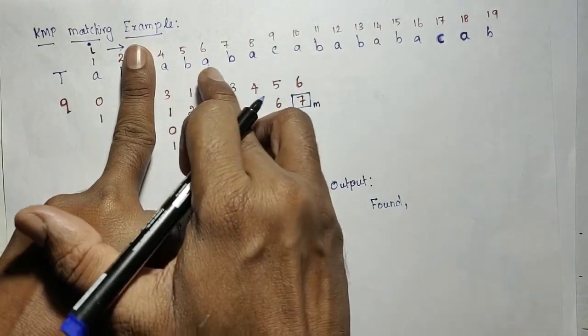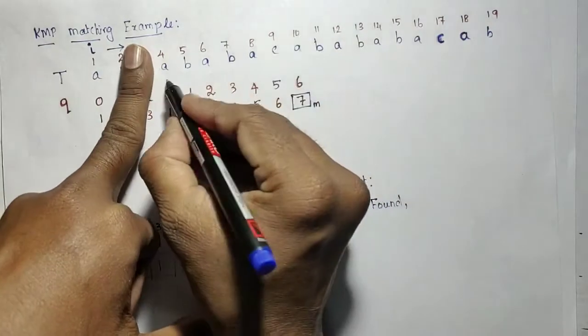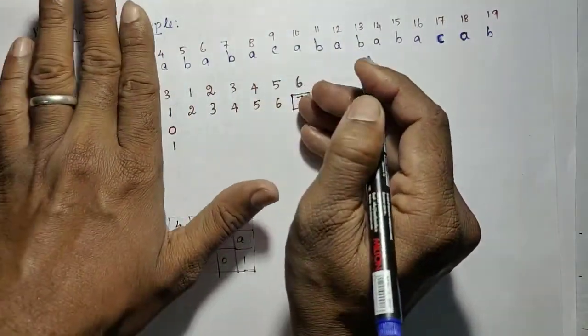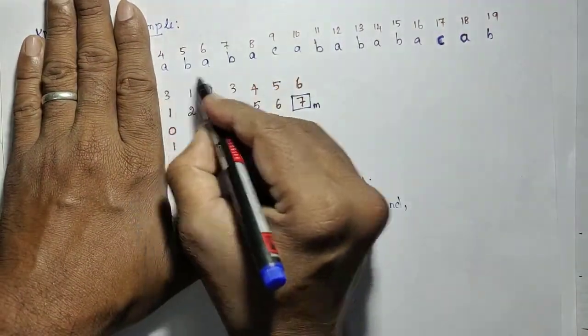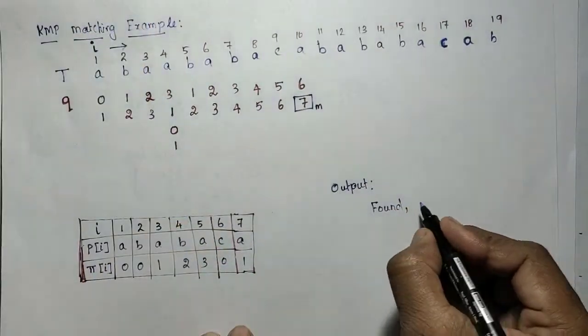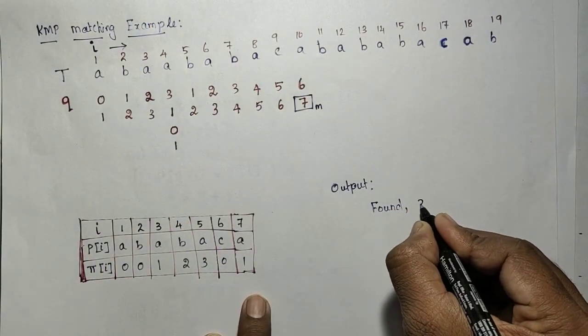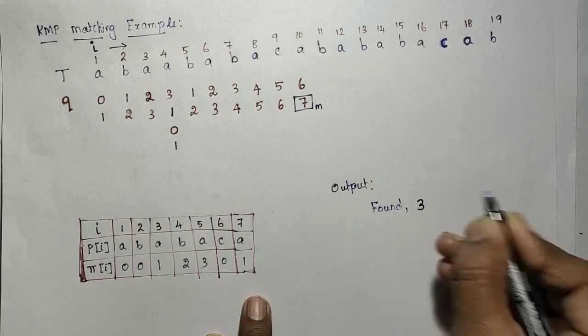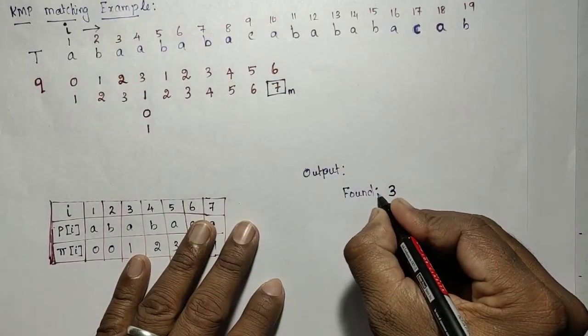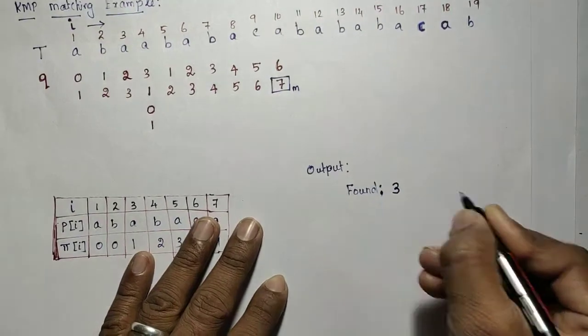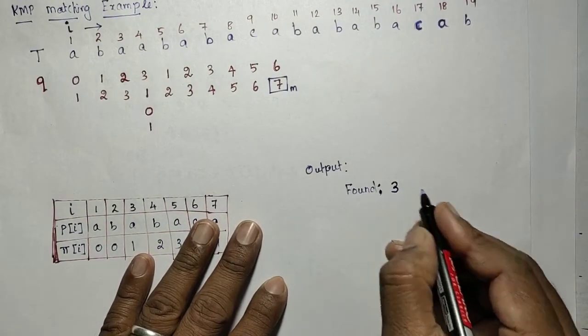That is ABACA. Okay. So the pattern is found. So if you are shifting 3 times, we will obtain the pattern. Like that it will be printed. So what will be printed is here found at what? 3. Like that it will be printed. Okay, so found 3. So this is the first output.